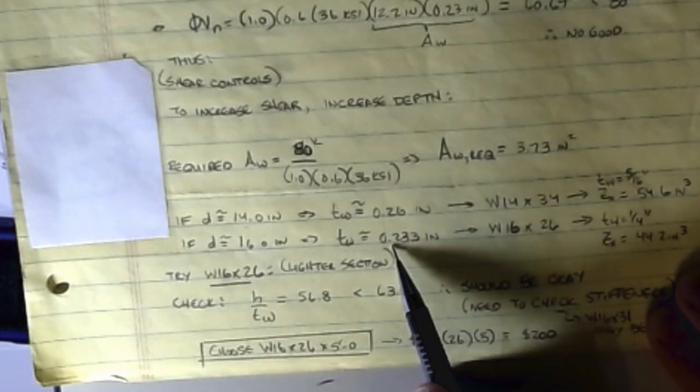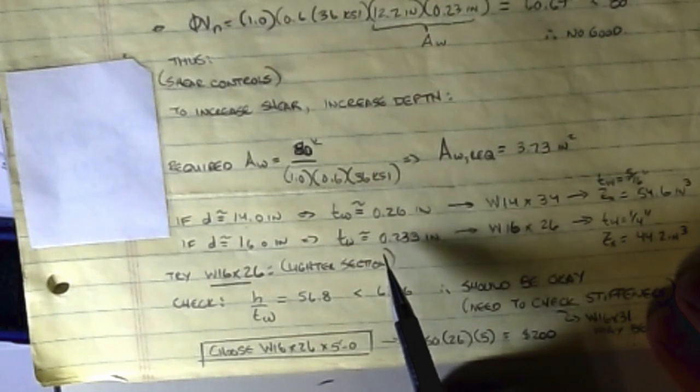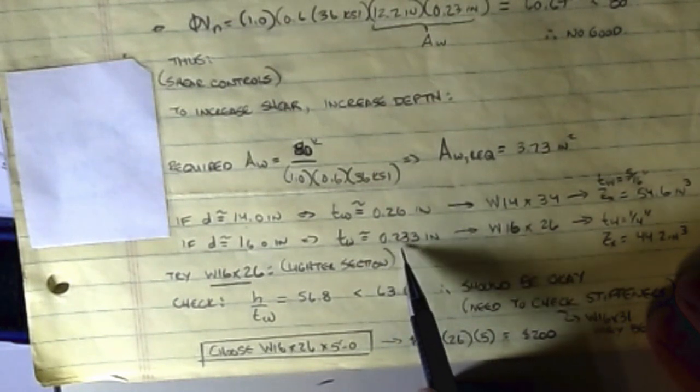And then just for comparison's sake, if I go to D and I choose a 16 incher, the web thickness is 0.233. Now we're under that 1/4 inch. That's kind of a magic milestone, if you will. If we can get under that, then we might get some significant savings, because that bumped us from 5/16 to 1/4 here.